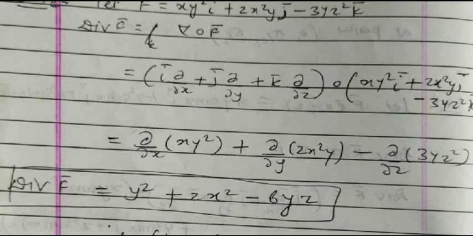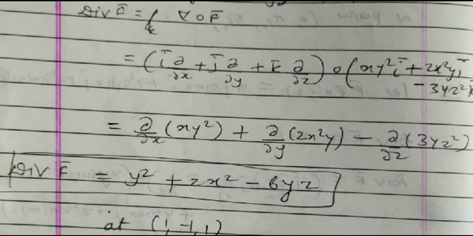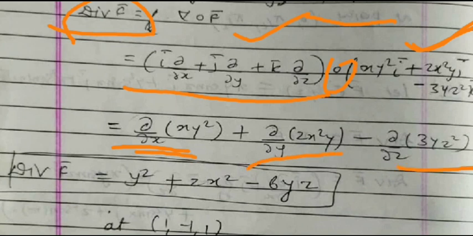Let f bar equal x y² i bar plus 2x² y j bar minus 3y z² k bar. The divergence of f bar means del dot f bar. So del is i bar ∂/∂x plus j bar ∂/∂y plus k bar ∂/∂z, dot product with this function. Now differentiate this function partially with respect to x, y, z.